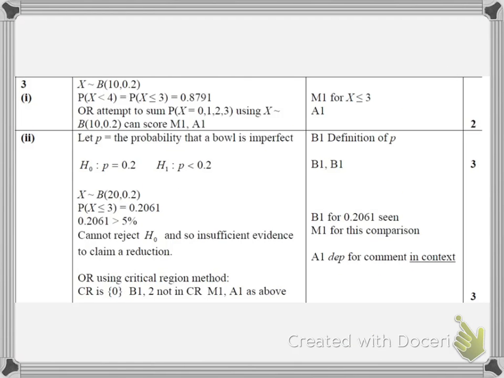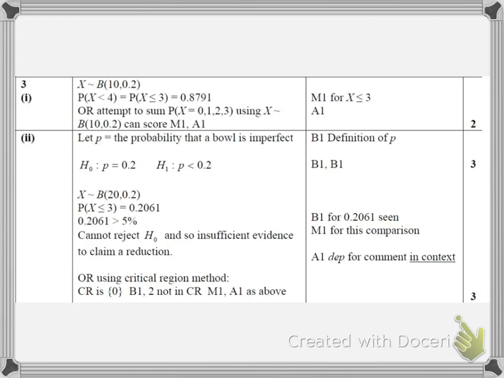In the mark scheme, the first part shows the values that I suggested. So saying that X has a binomial distribution, we were looking for the probability of X less than or equal to 3. And then there were actually a couple of marks for getting a binomial of 10, 0.2 and trying to add up the individual probabilities. That would take a little bit longer, so you could still get full marks by doing that.